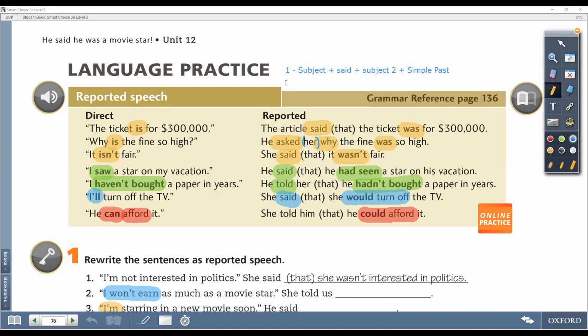Okay, so let's put here number two. The second situation, when I'm talking about what somebody said and the sentence is in the past, I'm going to use the subject plus a reporting verb, said or asked or told, plus the subject of the second sentence. And then what am I going to use now? Past perfect. Okay, good.